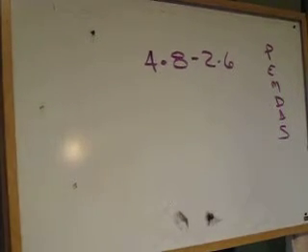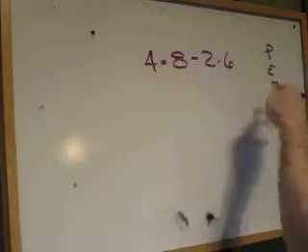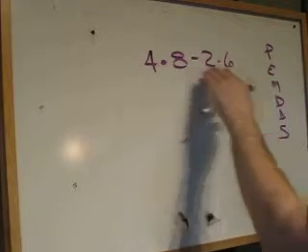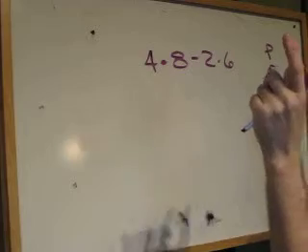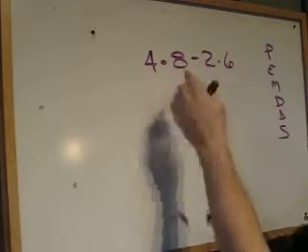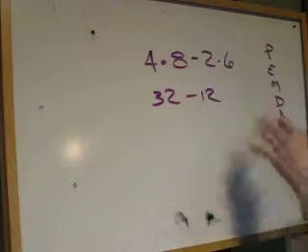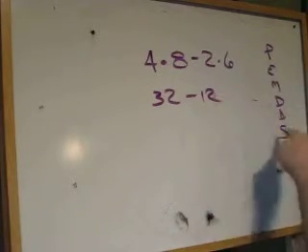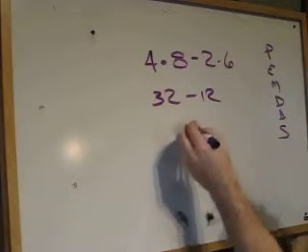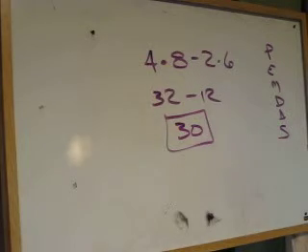Alright, so how do we solve that if we don't have any punctuation? Well, it says do everything in parentheses first. Don't have any. Do everything with exponents. Don't have any. Multiplication. You do your multiplication from left to right. 4 times 8, 32. 2 times 6, 12. Do all the multiplication. Division. Don't have any. Addition. Don't have any. Subtraction. 32 minus 12 is 20. And then you know you've got the right answer.